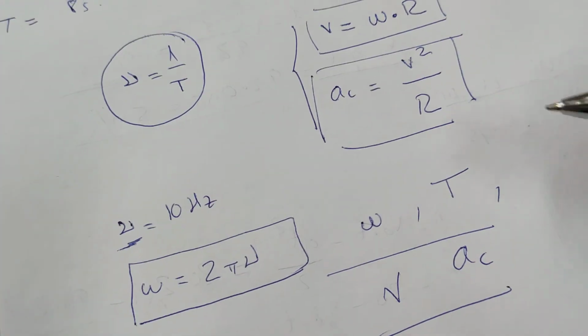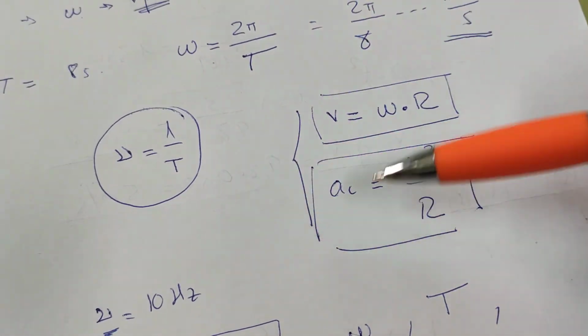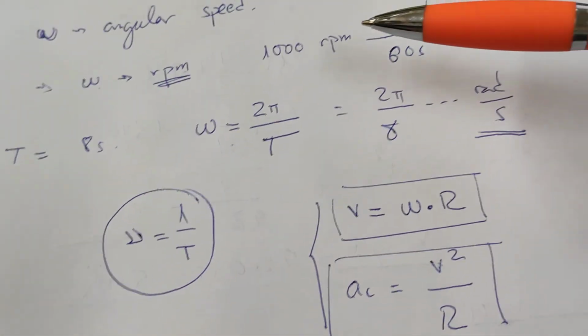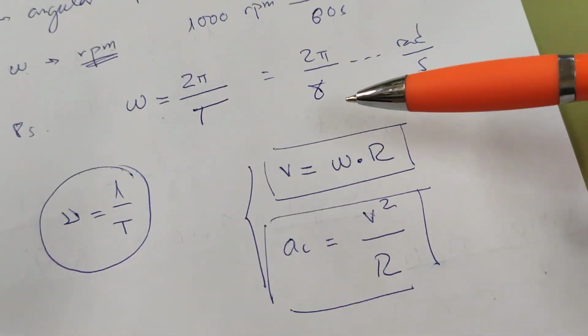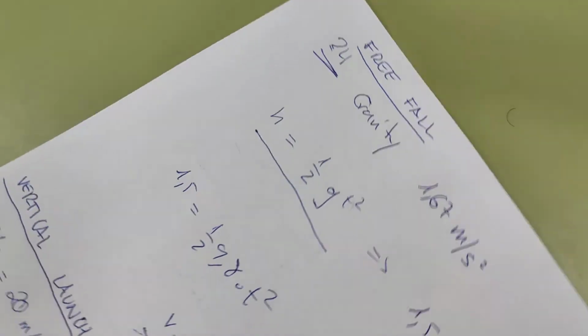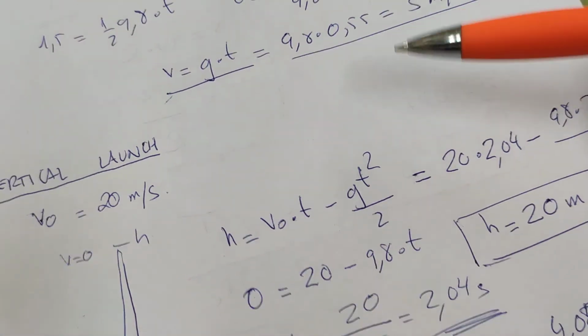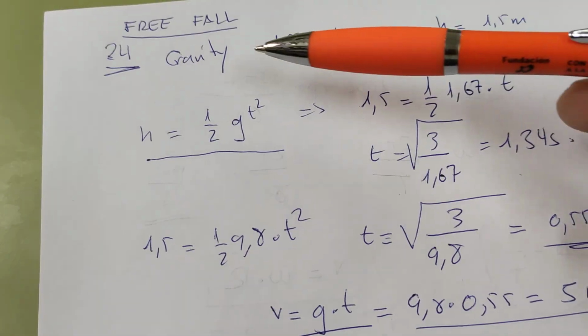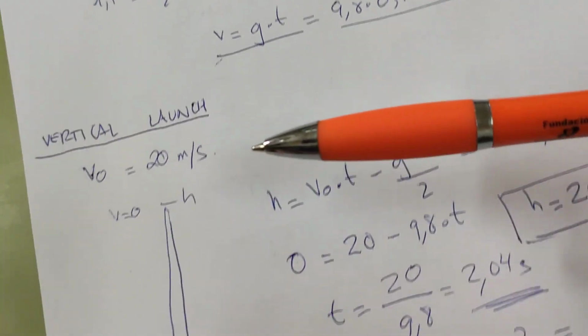Okay? Remember in the exam, one exercise related to uniform linear motion, and one exercise related to the accelerations in the gravitational field of the planet Earth. It could be free fall or vertical launch.